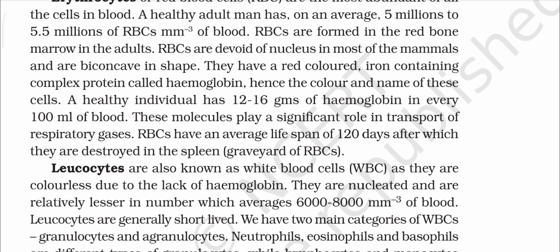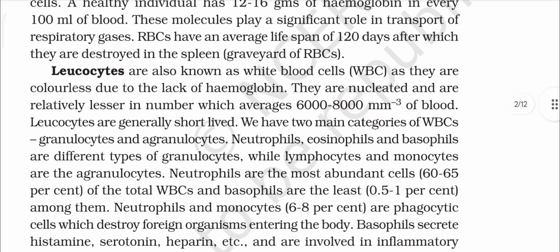They have a red colored iron containing complex protein called hemoglobin, hence the color and name of these cells. A healthy individual has 12 to 16 grams of hemoglobin in every 100 ml of blood. These molecules play a significant role in transport of respiratory gases. RBCs have an average lifespan of 120 days after which they are destroyed in the spleen.